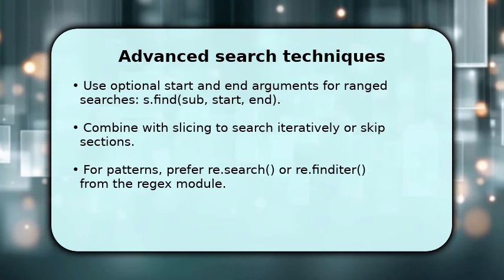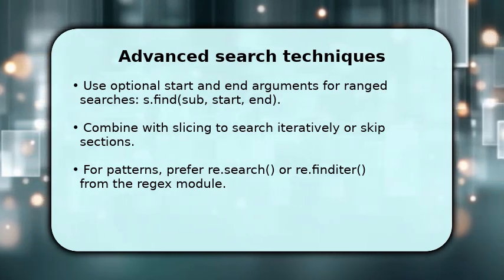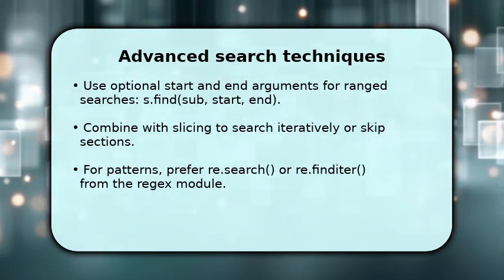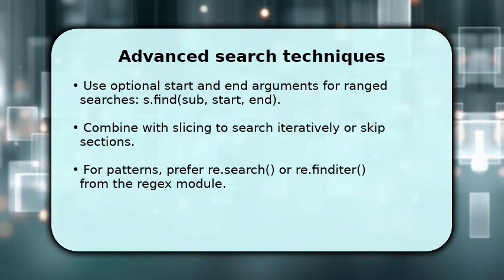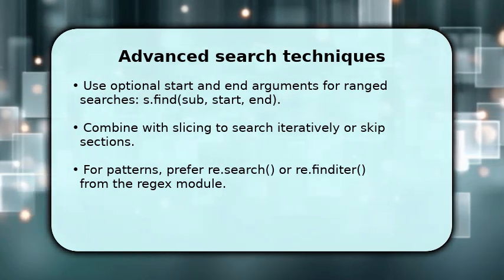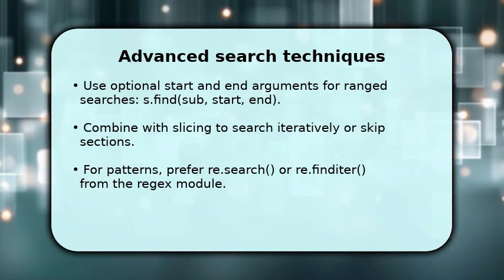You now refine the search. Pass start and end to str.find(sub, start, end) to limit the scope and speed up large texts. Make sure to update the start index after each match if you want subsequent occurrences. For example, set start equals found plus len(sub).